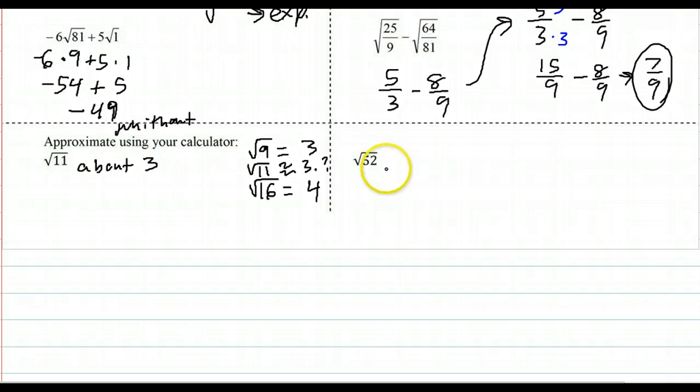Square root of 52. I want you to look at that one now. So go back, look at the perfect squares that we have. Find the two perfect squares that the square root of 52 falls in between, and which one is it closer to? And then write that. I want to see about what? Hit pause and try it now.